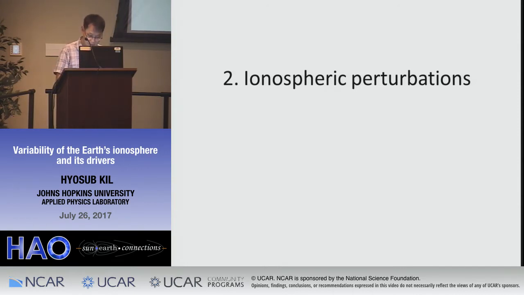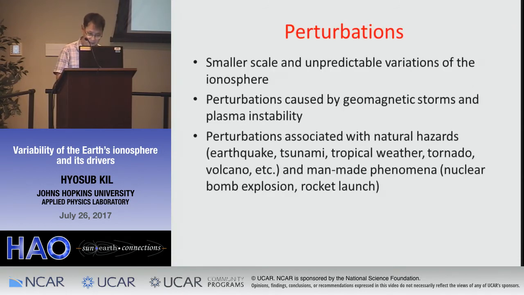But from now on, I'm going to talk about phenomena that are not repeatable, but event based. For example, if a magnetic storm occurs, perturbation occurs, and plasma bubbles and traveling ionospheric disturbances are created when there are perturbations. It's like irregularly occurring phenomena. So first, I use the terminology perturbation to describe smaller scale and unpredictable variations of the ionosphere. The main causes of these perturbations are magnetic storms and plasma instability.